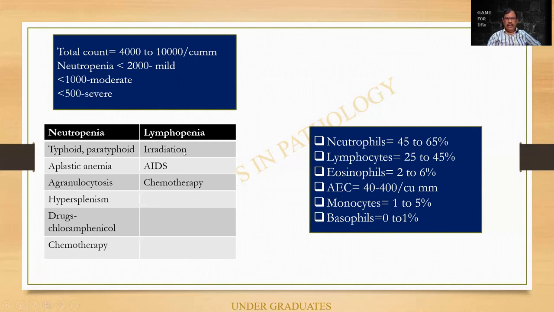Lymphopenia, it can be after irradiation, chemotherapy, also in patients because of AIDS. We call it a burnt out syndrome. And there is a normal differential count. You people should remember, absolute eosinophil count is 40 to 400 per cubic millimeter. When I ask absolute eosinophil count, students answer 2 to 6%. 2 to 6% is the differential count, whereas absolute count is the absolute number.